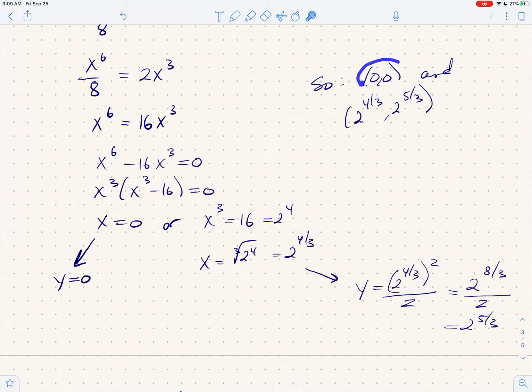And you should ask, is 0, 0 really in the first quadrant? It's the origin. It depends on if we mean the first quadrant including the boundaries or not, right? We went ahead and just captured both of them. And so these are messy points. You can plug them into your calculator if you want.